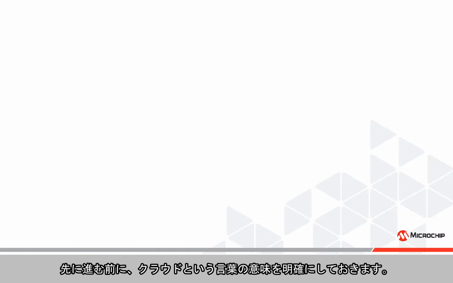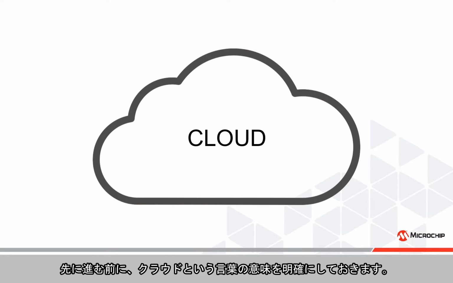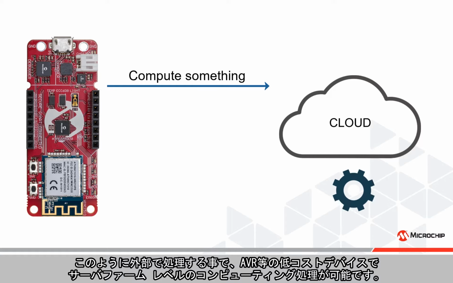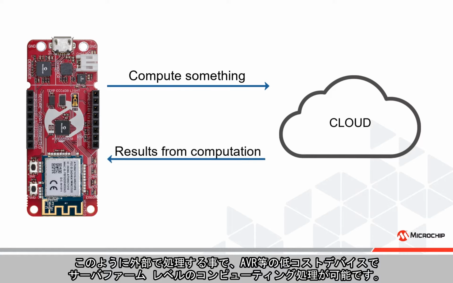Before we proceed, the word cloud should be clarified. For IoT devices, the cloud is a remote platform that can be used to offload tasks such as computing, storage, and communications from the microcontroller. This allows relatively inexpensive devices, such as the AVRs, to do computations with the power of a server farm by outsourcing the work.